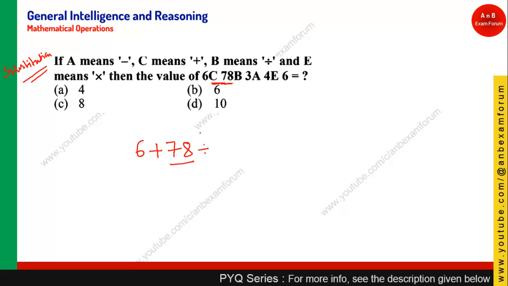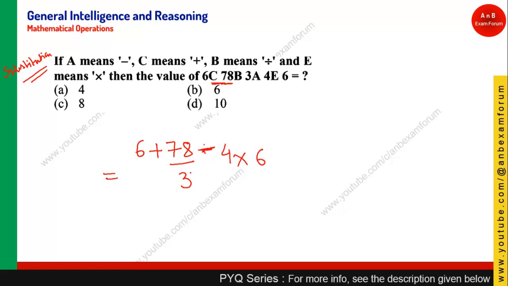Okay, 78 B3 means 78 divided by 3. A is what? Minus, and minus 4. After that E6. What is E? E is multiplication and 6 is the number. Okay, so this is your equation.